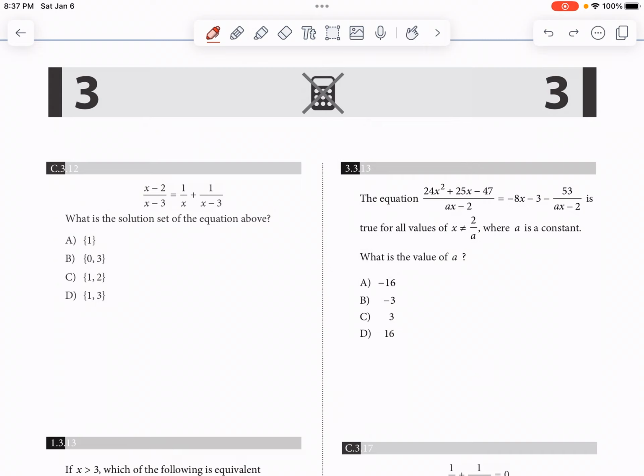Let's get started. Question 1. (x - 2)/(x - 3) = 1/x + 1/(x - 3). What is the solution set of the equation above?